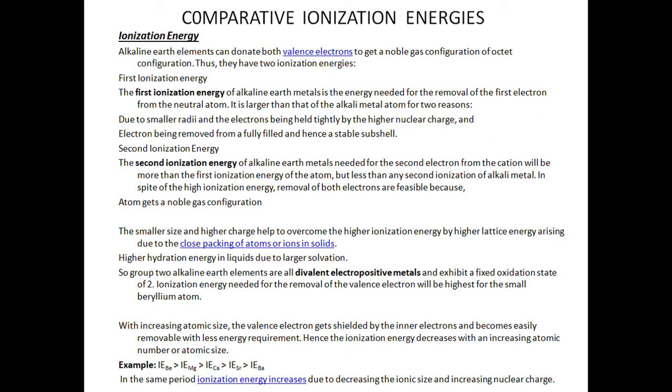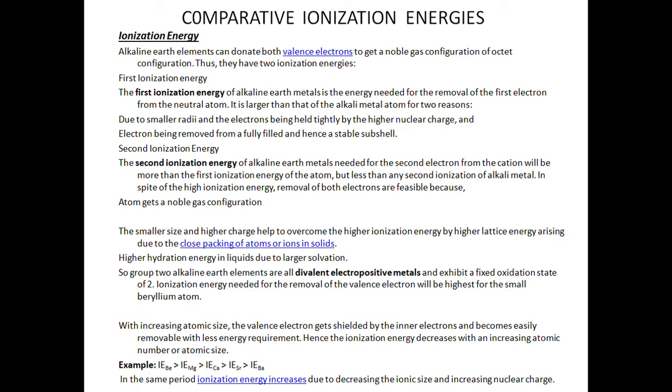Due to the smaller radii and the electrons being held tightly by the higher nuclear charge, and the electron being removed from a fully filled and hence stable subshell. Second ionization energy of alkaline earth metals, needed for the second electron from the cation, will be more than the first ionization energy of the atom, but less than the second ionization of the alkali metal. Here the alkali metal ionization energy is compared with the alkaline earth metal second ionization energy for the removal of the second electron from the ion.